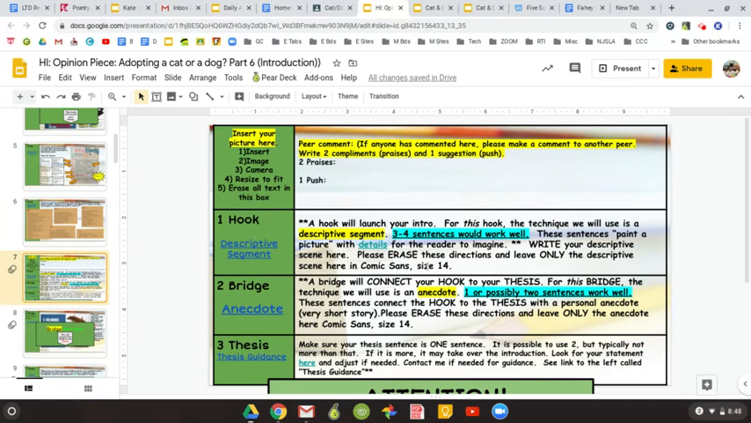That will help. Now, the hook is the way to get your reader interested and grabbed, okay, and to stay reading. And you're going to do that with description.